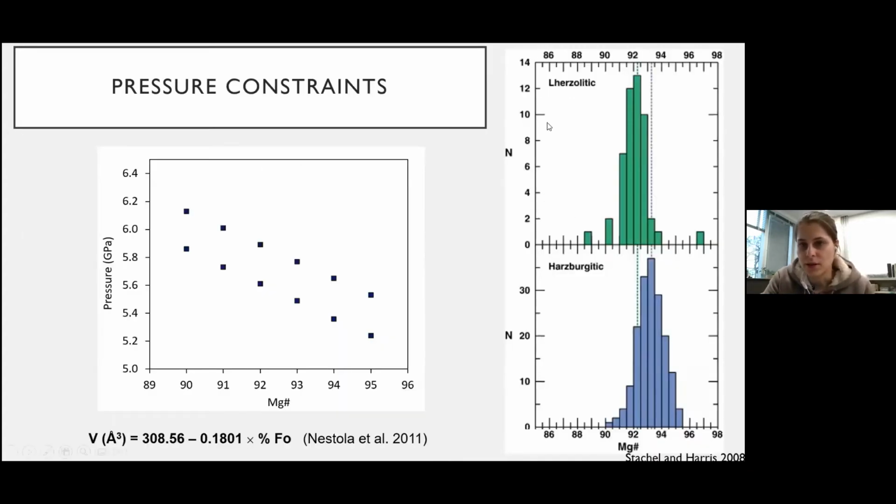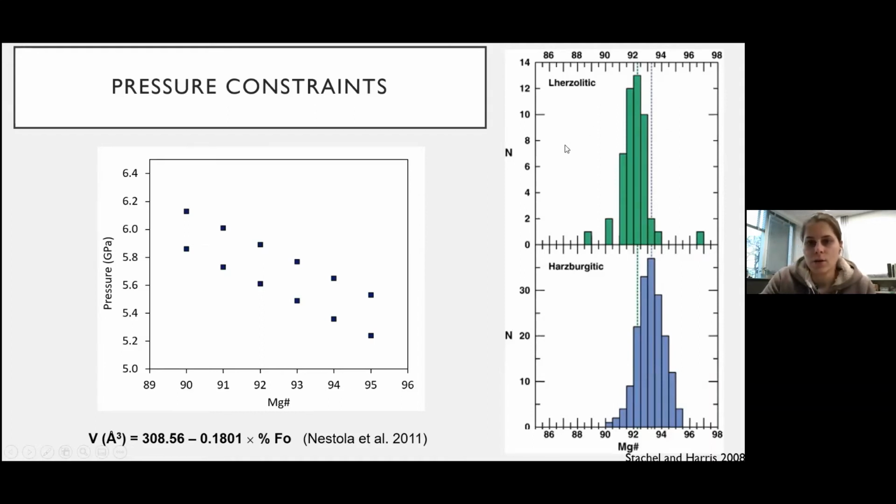So on the right diagram over here, you can see the mantle compositions for olivines. We've got lherzolitic olivines on the top. These are all inclusions in diamonds. So the lherzolitic olivine inclusions in diamonds typically have a magnesium number of about 92, whereas harzburgitic olivine inclusions in diamonds typically have a magnesium number of about 93, just over.